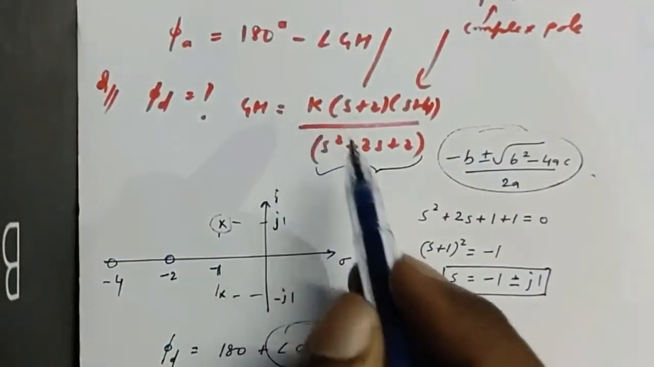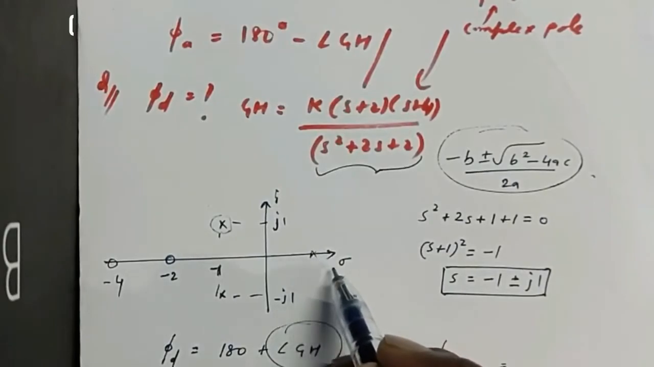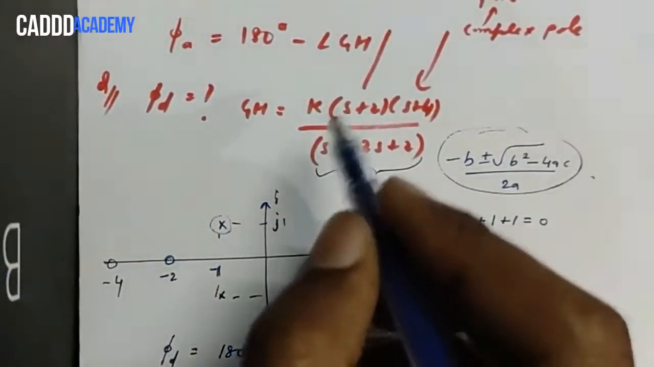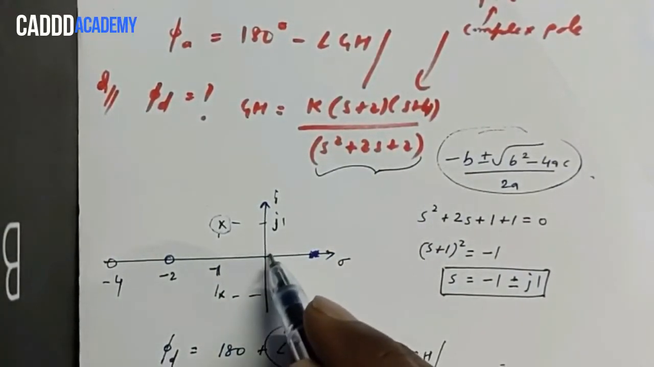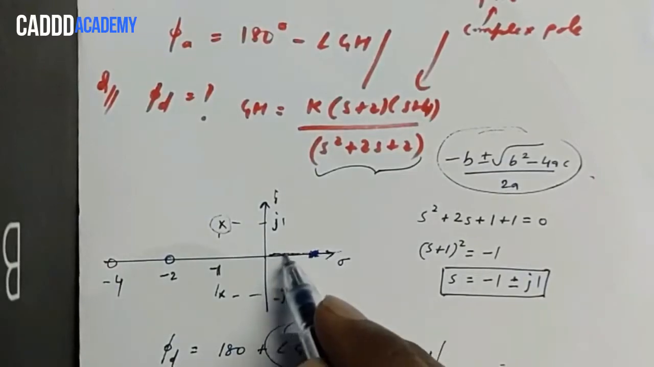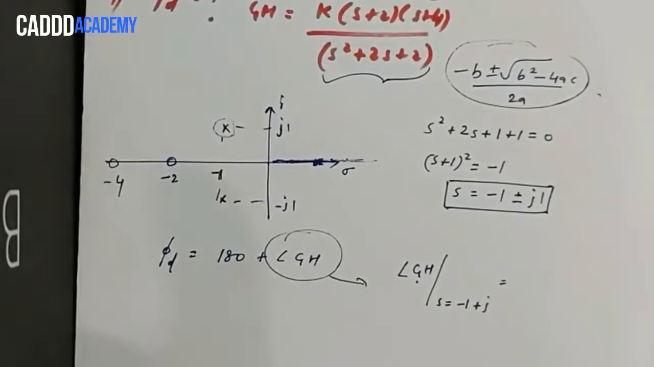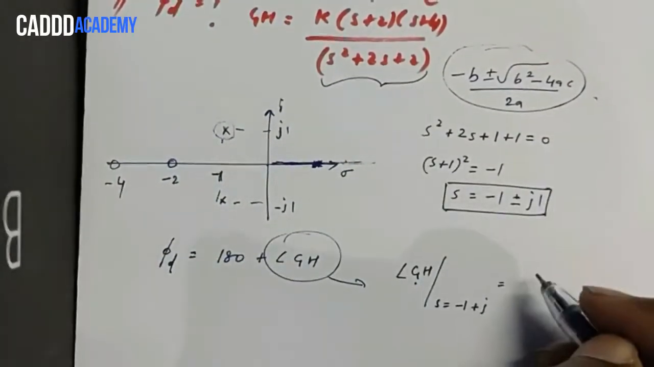As k is a constant, it will lie on the real axis, and somewhere here we will take k as a positive value, so it will lie somewhere here. So k has 0 degrees, because this is a 0 degree line. Okay, so k has an angle of 0 degrees. Not writing that. Now we are putting the value of s, which is minus 1 plus j plus 2, this thing.